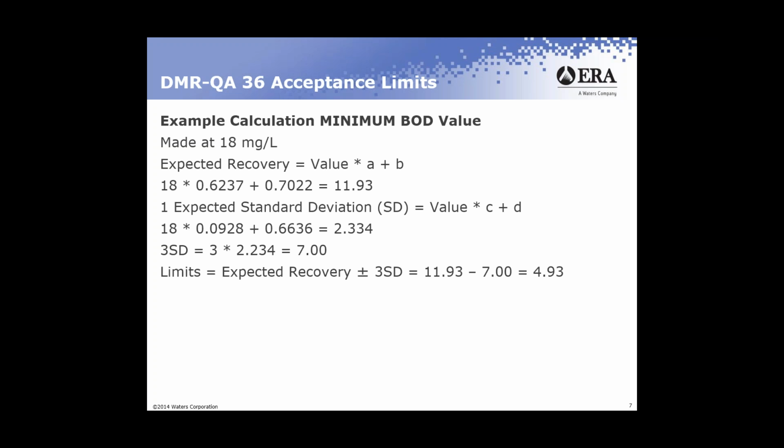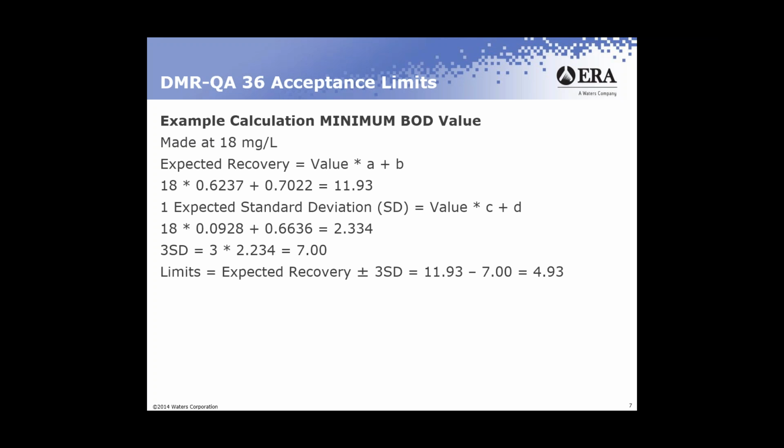We can then use the C and D factors to calculate the expected standard deviation. So we again take the value that we make it at, 18, multiply it by the C factor, and add to it the D factor. So our expected standard deviation, or the expected variability in the results at that low end, would be 2.33 milligrams per liter. And as I had mentioned, your acceptance limits will be plus or minus 3 times that value. So we take that value, multiply it by 3, and we get a value of 7.